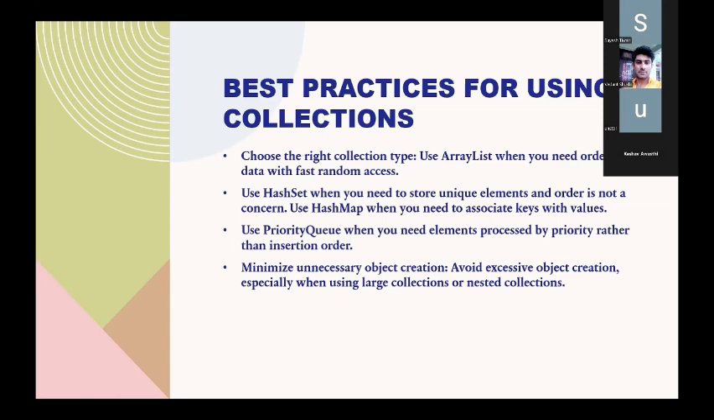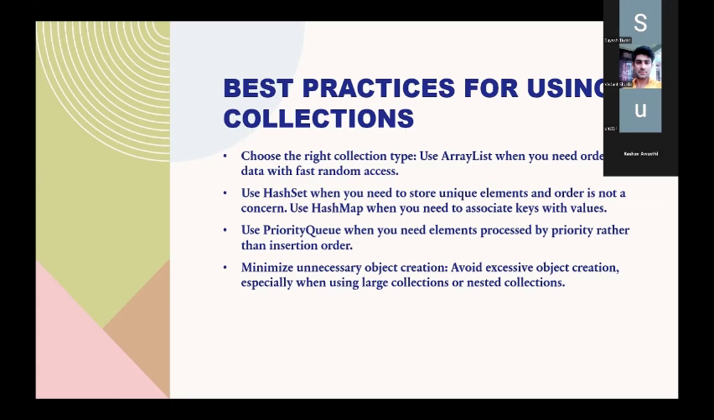Now, what are the best practices for using our collections? Choose the right collection type. Use array list when you need ordered data with fast random access. Use hash set when you need to store unique elements and order is not a concern. Use hash map when you need to associate keys with values. Use priority queue when you need elements processed by priority rather than insertion order. Minimize unnecessary object creation. Avoid excessive object creation, especially when using larger collections or nested collections.